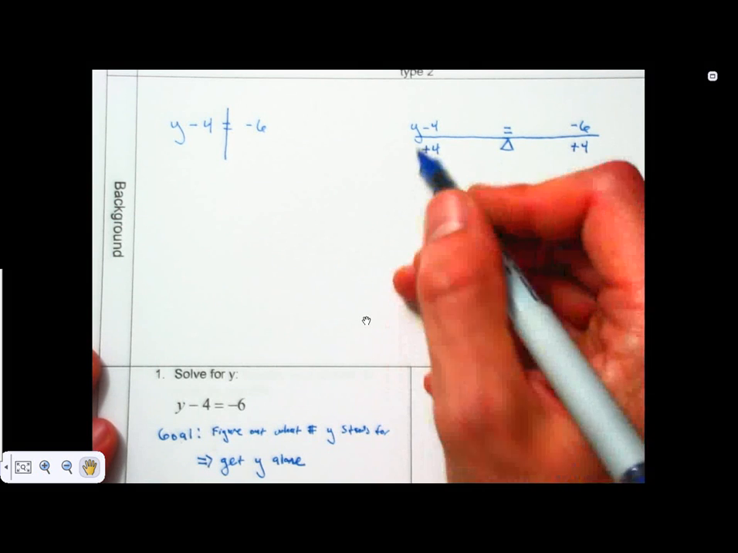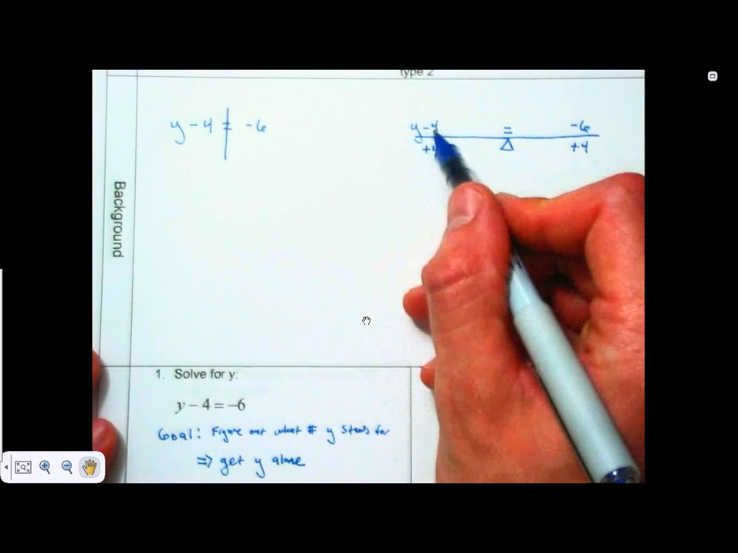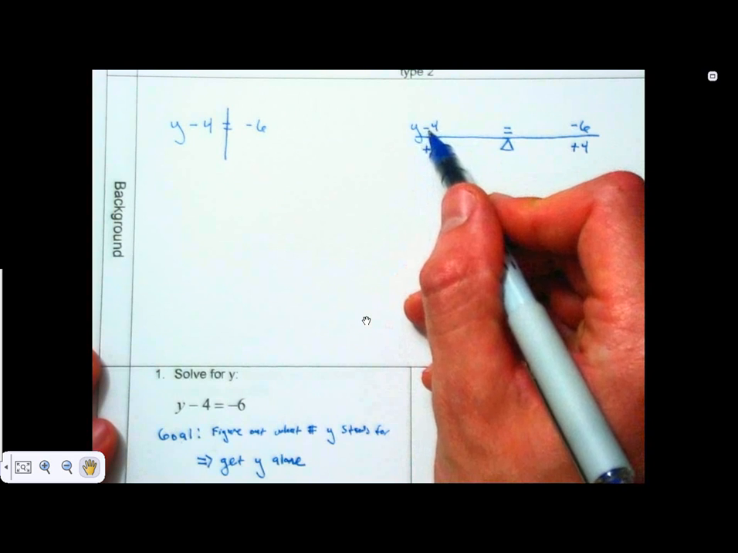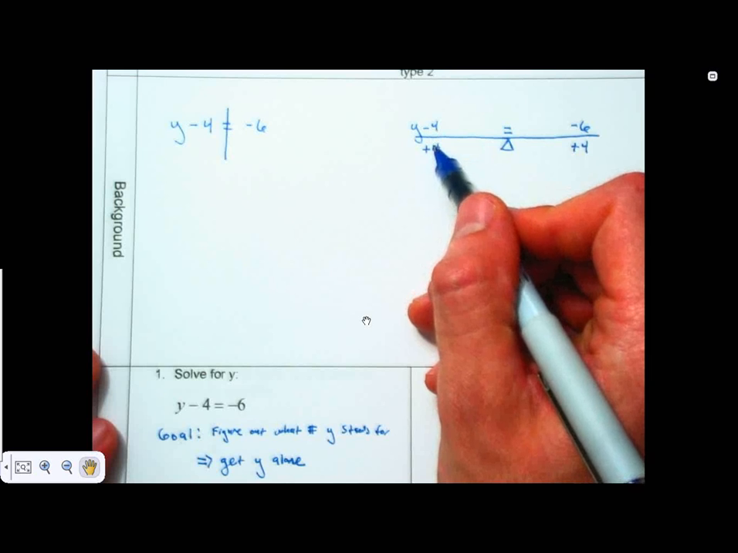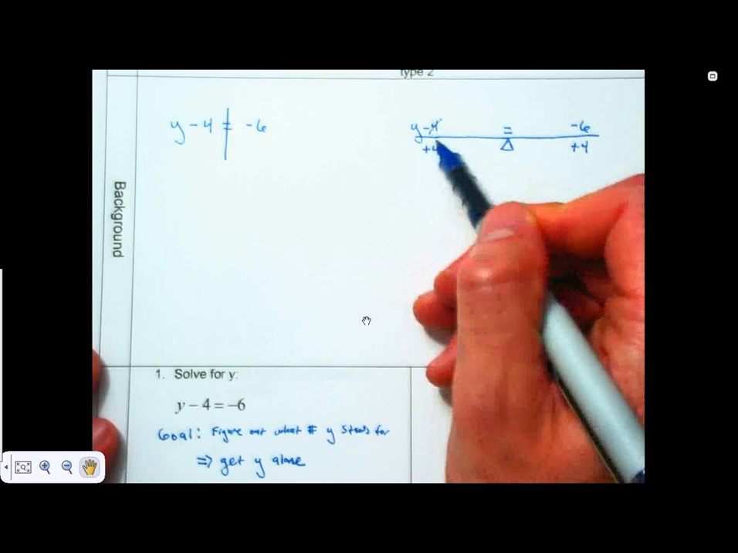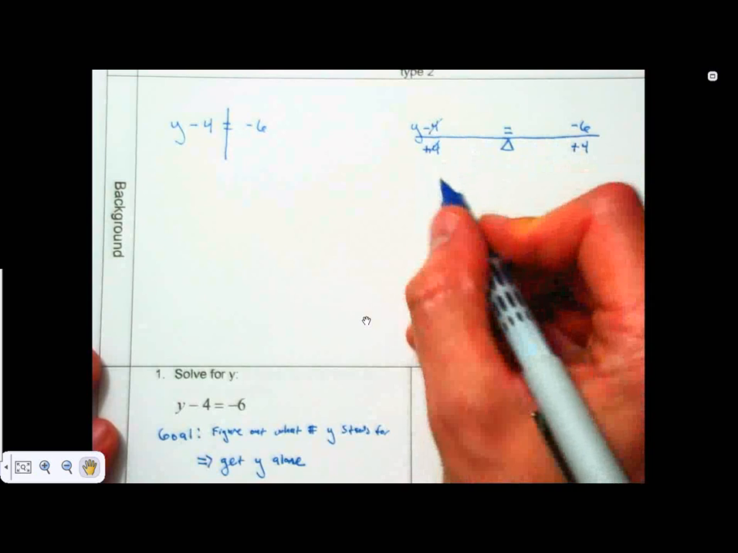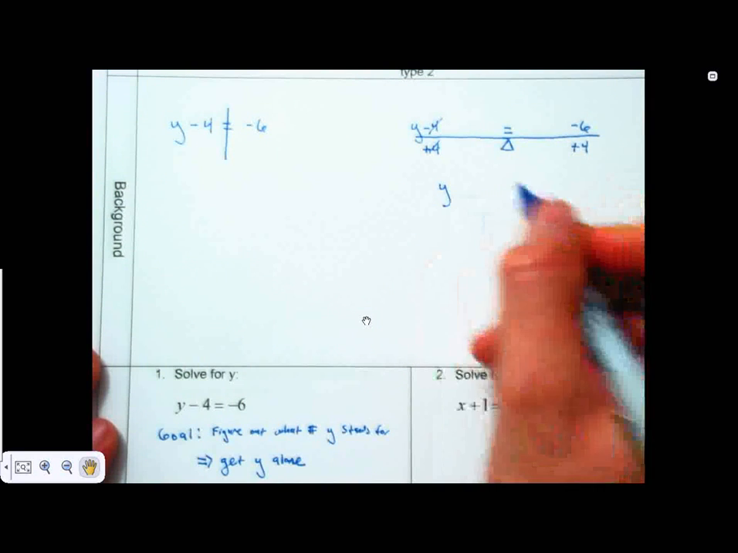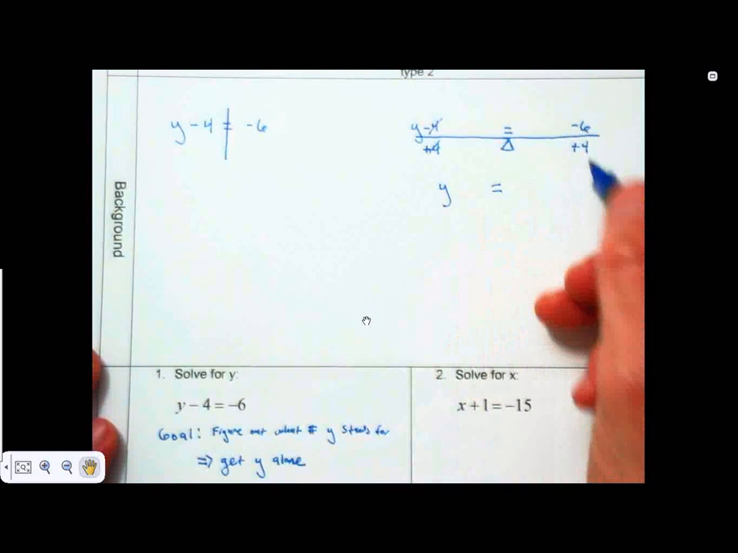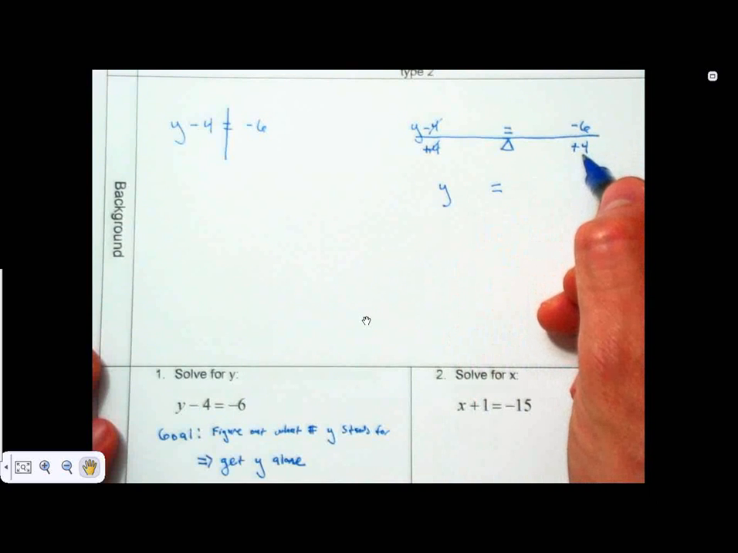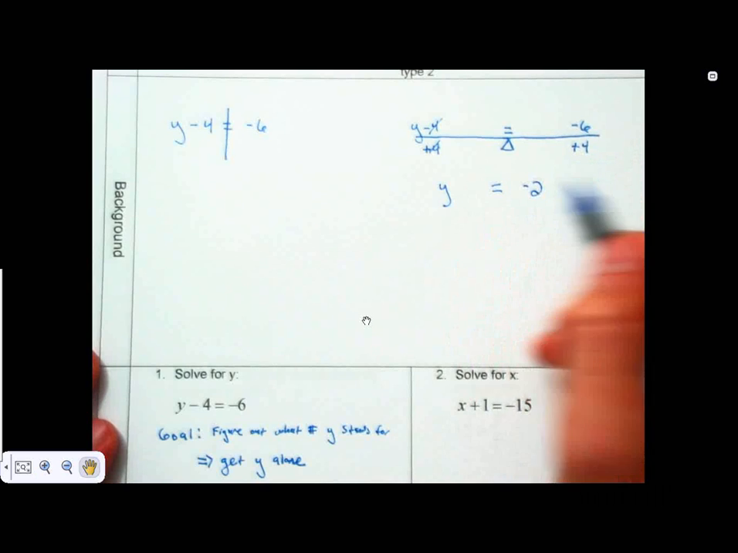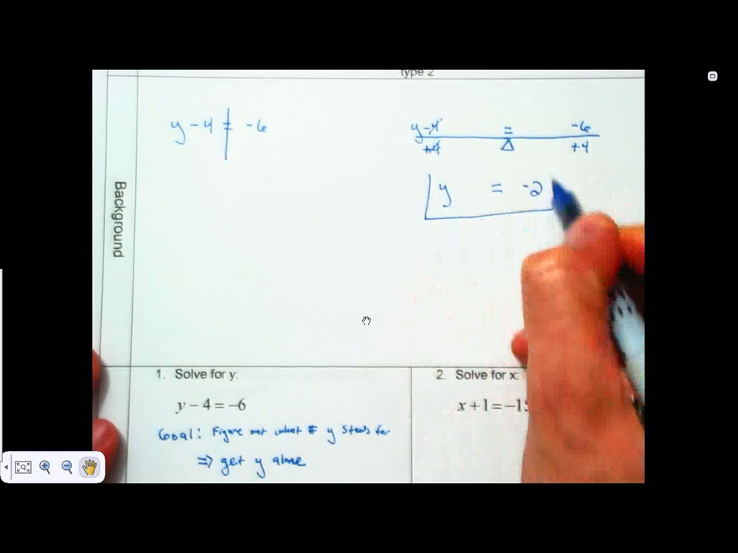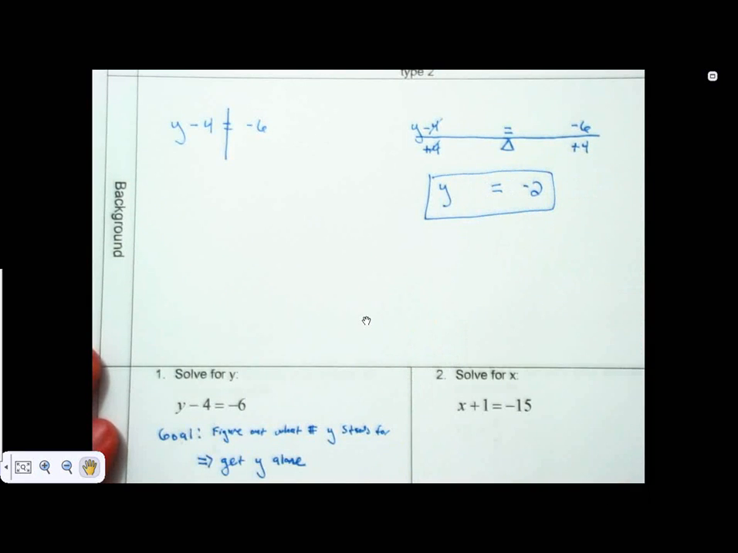Okay, so if I look at what's left on the left-hand side, y minus 4 plus 4, well, minus 4 and plus 4, those make 0. So I can cross them out, and that means all that's left is y. On the right-hand side, I've got negative 6 plus 4. Negative 6 plus 4 is negative 2, and that's my answer. So I've just figured out that y stands for negative 2.